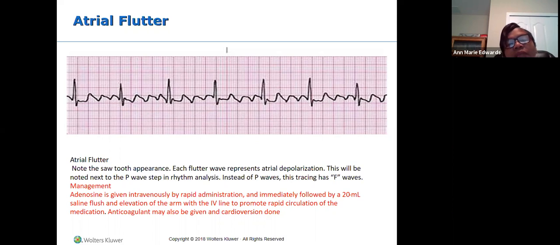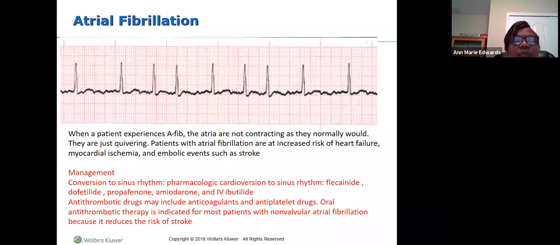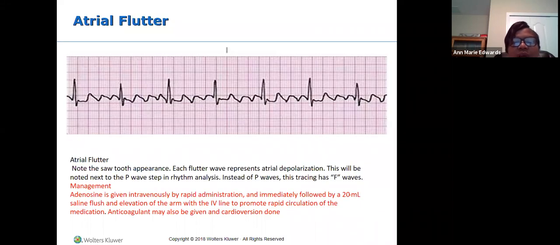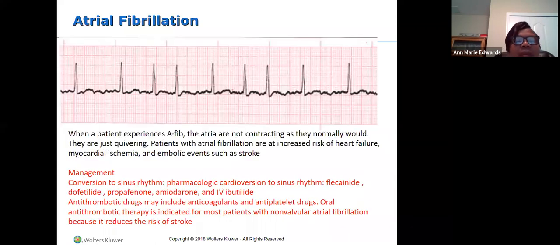And anticoagulant is given because these patients may develop a clot because the atrium is not contracting as it should. It's barely shaking, okay? But anticoagulant is even implicated greater in atrial fibrillation. So we look now at atrial fibrillation. So remember your flutter waves for atrial flutter or your sawtooth appearance. Atrial fibrillation. When a patient experiences AFib, the atria are not really contracting as they normally would. They're barely shaking, okay?